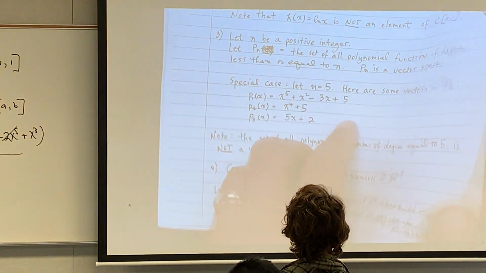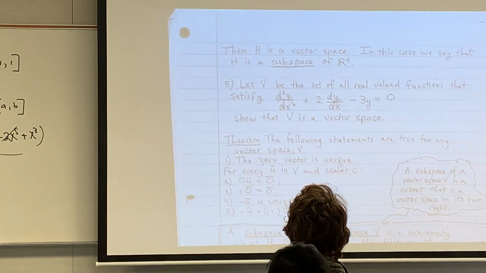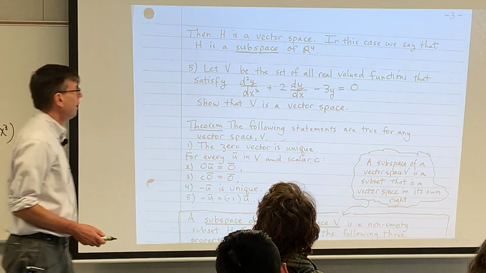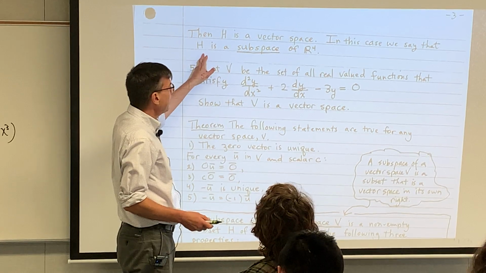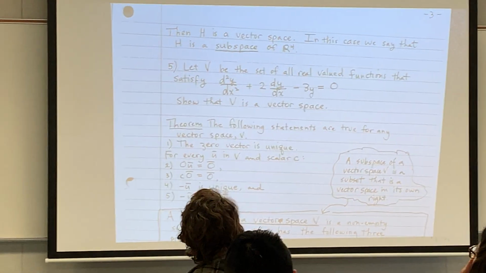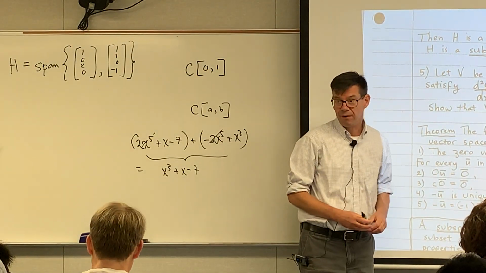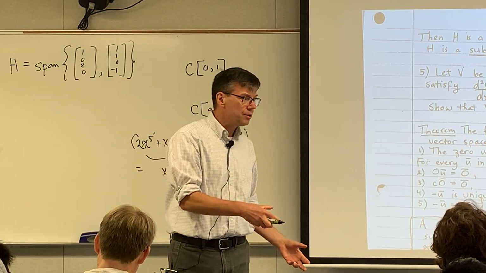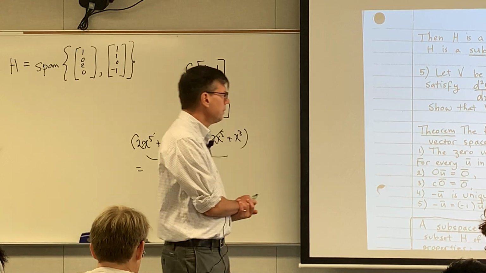Suspense builds. I guess we have to turn the page. So that set is also a vector space. In fact, in this case we say the set we got, H, which I'm still talking about from the example on the previous page, is a subspace of R4. So when you have one vector space sitting inside another vector space, we call it a subspace.